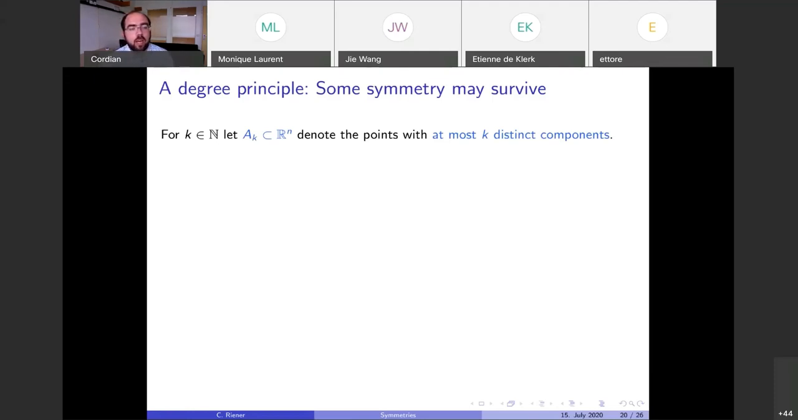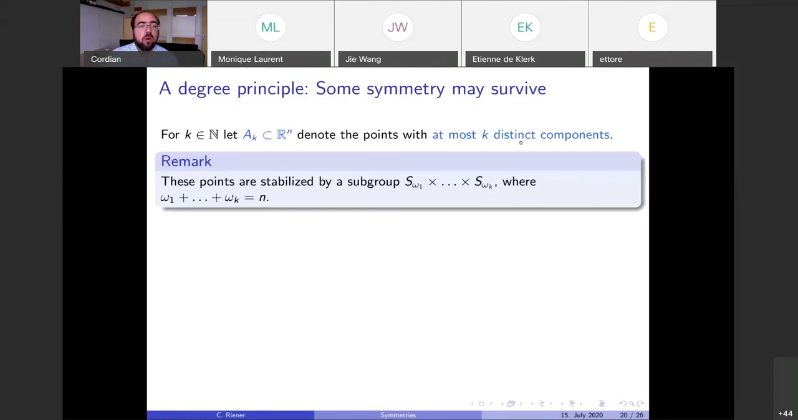So I look at a set of points, A_k in R^n, meaning the points that have at most k distinct coordinates. Another way of looking at those points is that they are essentially the points that are stabilized by symmetric groups, whose stabilizer is isomorphic, or conjugate, to direct products of symmetric groups S_{omega_1} x ... x S_{omega_k}, where omega_1 to omega_k sum up to n. So it's all the points that are not necessarily symmetric, but that still have a very huge group of symmetries.